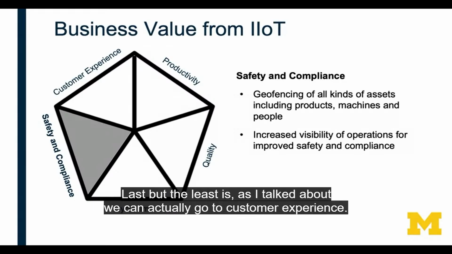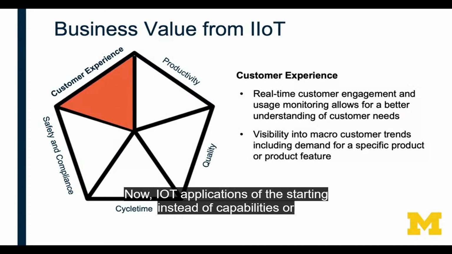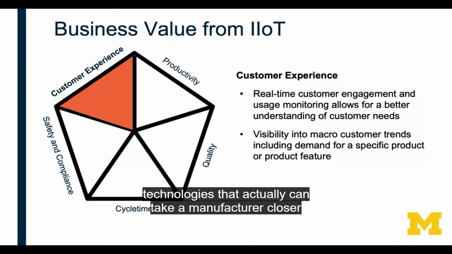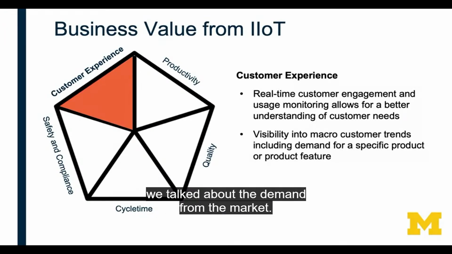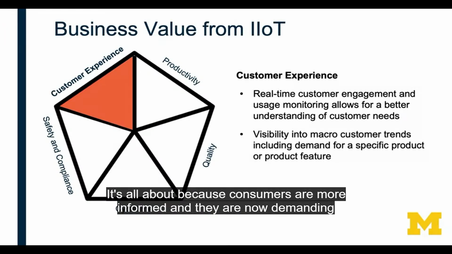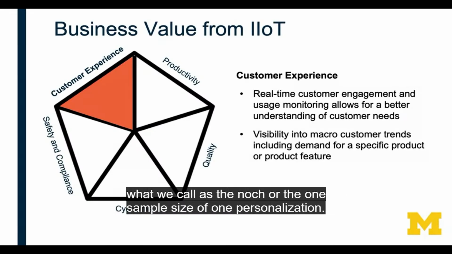And last but not the least, as I talked about, we can actually go to customer experience. Now, IoT applications are the starting set of capabilities or technologies that can take a manufacturer closer to what we call a lot size of 1. If you recall in the introductory section of this series, we talked about the demand from the market, because consumers are more informed and they are now demanding what we call n equal to 1, sample size of 1 personalization.